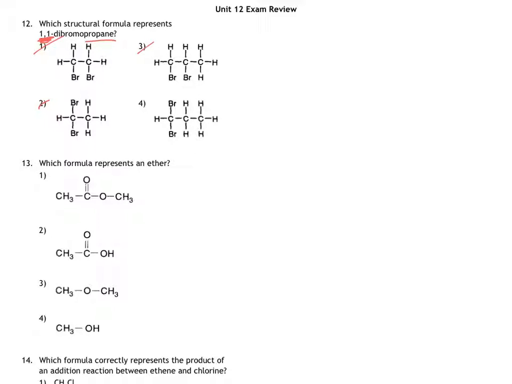So that means 3 won't work because you have a bromine here and a bromine on carbon 2. But 4 will be my final answer because carbon 1 is right here, and you have a bromine on the top and the bottom of this 3-carbon molecule. So 4 is the right answer.